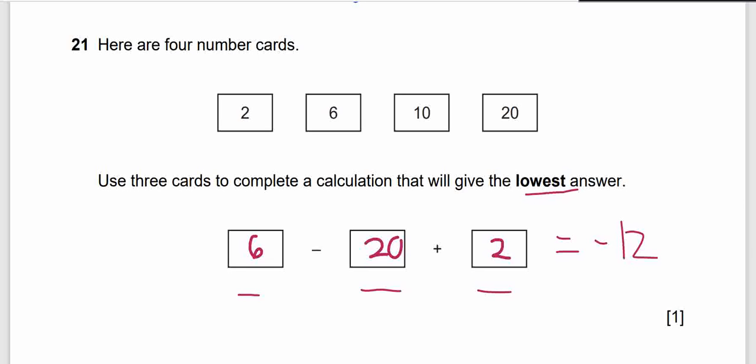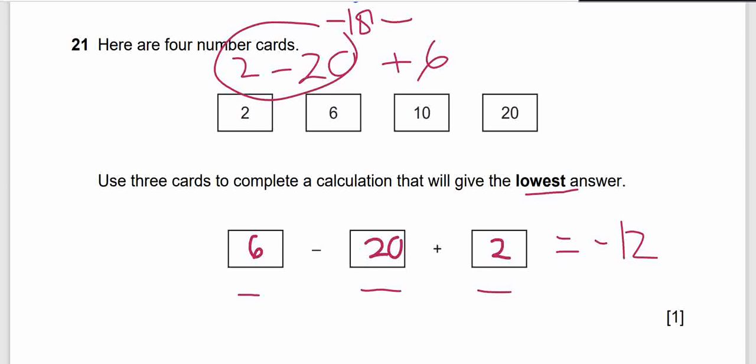So we have to try some numbers, some combination to get the lowest number. So if we try from the lowest number 2, then we minus with the greatest number 20, with the thinking that it will create the lowest number, and then we add with the next smallest number, that is 6. That's our alternative. So 2 minus 20 is minus 18 plus 6. We'll get minus 12, the same thing. So that will be another possible answer.